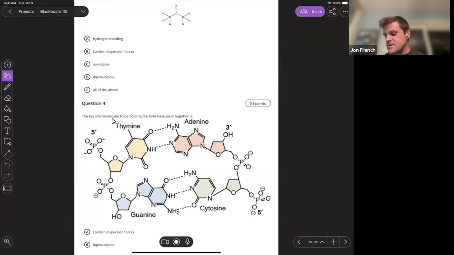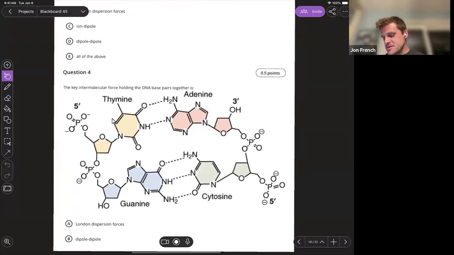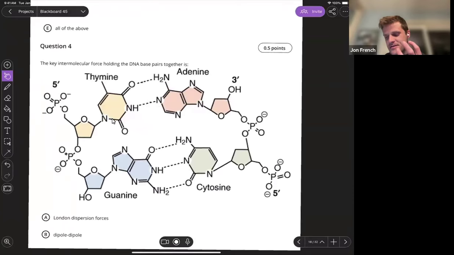Yeah, so question four, when we were doing these intermolecular forces, I made the joke that no one laughed at, that this is the intermolecular force that's literally holding your life together.